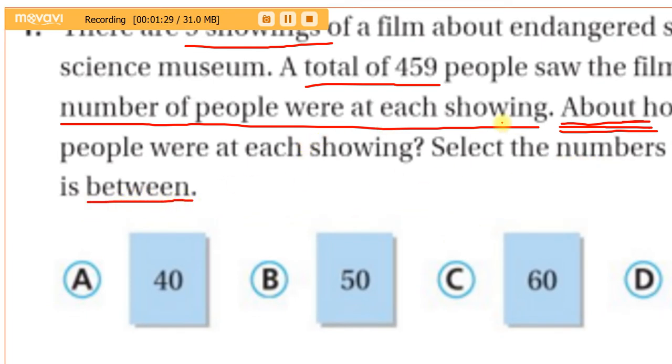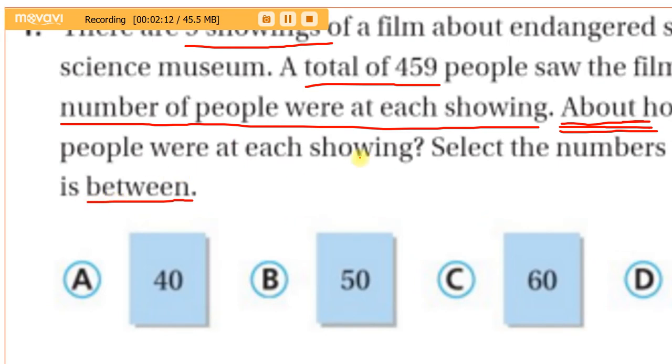So for this particular problem, we're going to need a low estimate and a high estimate. So we're going to be taking 459, and since our divisor is 9, we want to look at the front 2 numbers, that 45. Well, 9 will go into 45 evenly. So I'm going to use 450 as an estimate because remember it said about. Now 450 is less than 459, so this is going to be my low estimate.